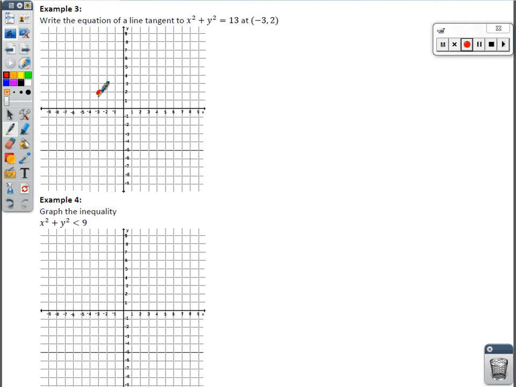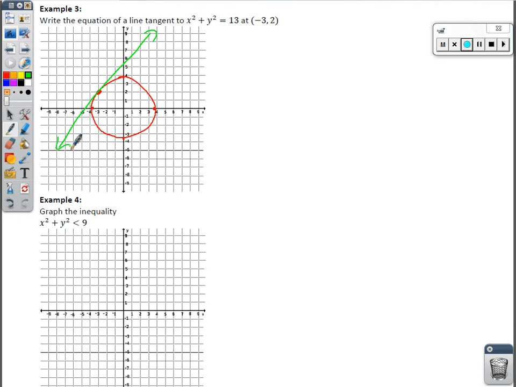Square root of 13 is about 3.6. So let's just fill that in here just to get a picture. And so we have something that looks kind of like this. And then we have some line tangent to that point. If you don't remember what a tangent line is, it's a line that just touches the circle at that one point. So it does not touch the circle anywhere else. It just comes in like this, touches that point, and then keeps going. We want to know the equation of that line.